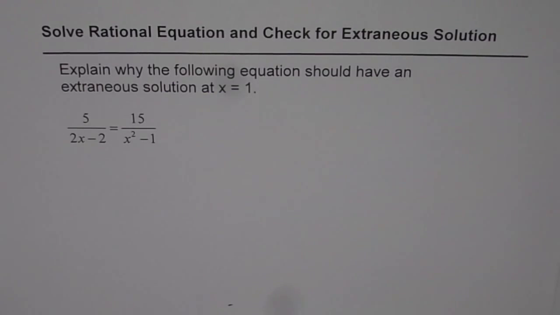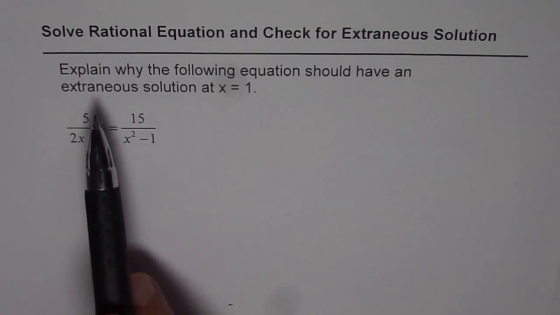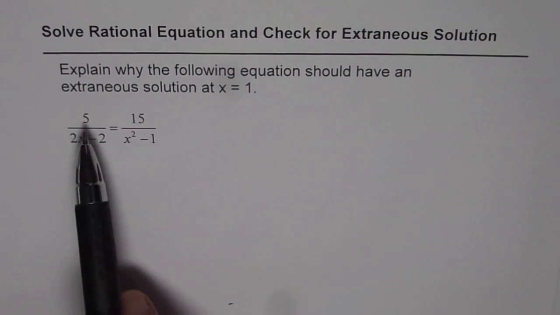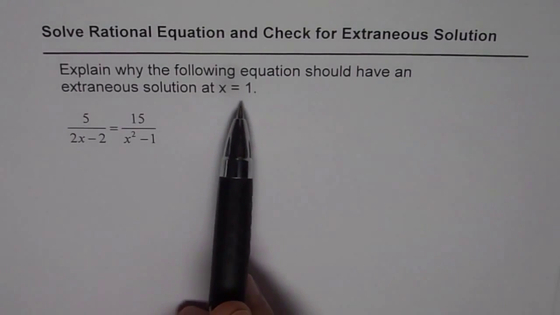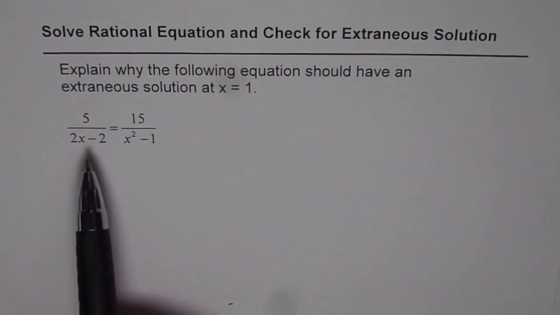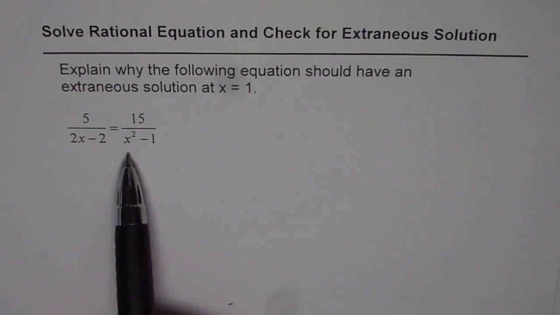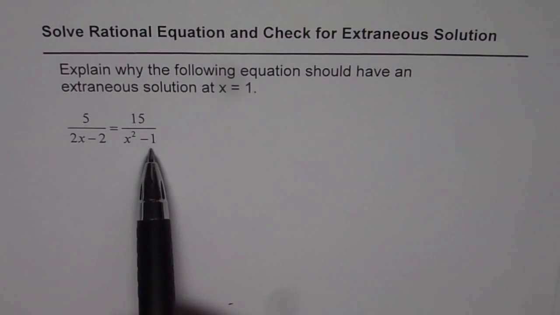I'm Anil Kumar, and now we will explore why sometimes we get extraneous roots when solving rational equations. The question here is, explain why the following equation should have an extraneous solution at x equals 1. The equation is 5 over 2x minus 2 equals 15 over x squared minus 1.